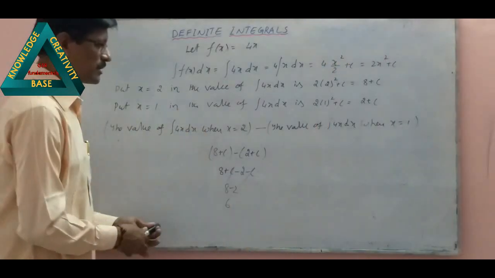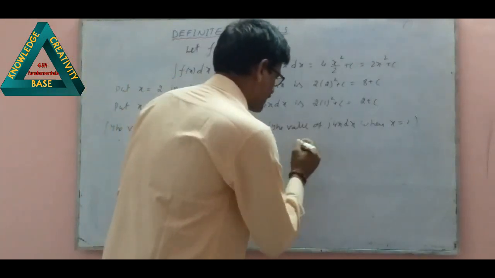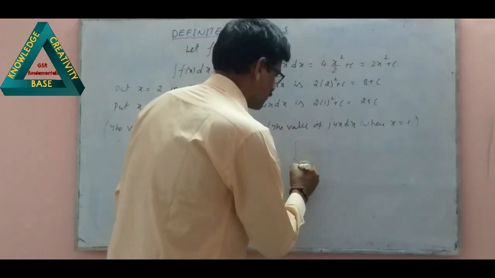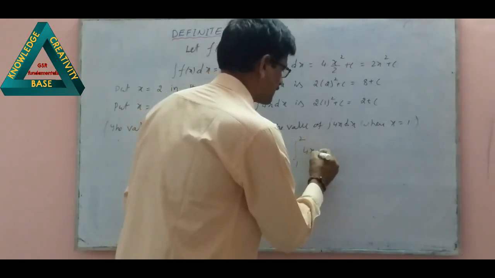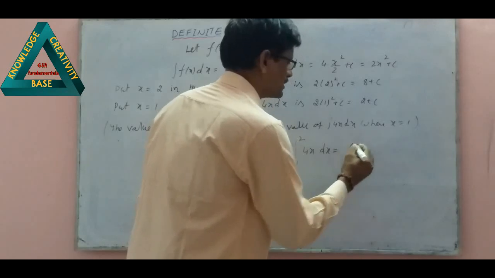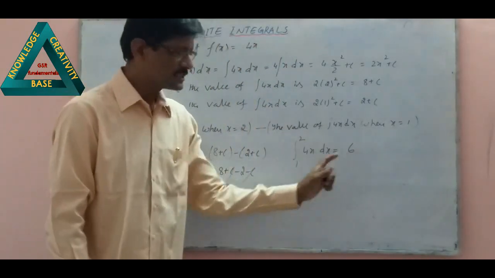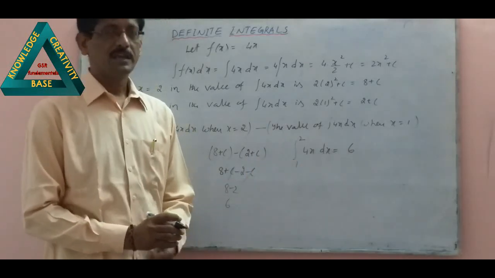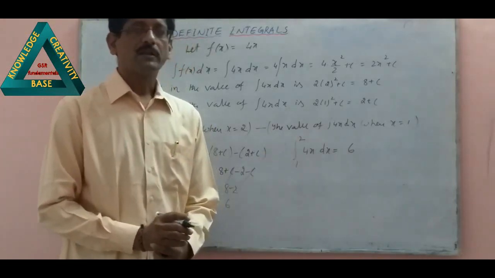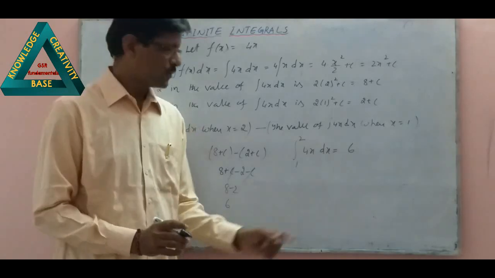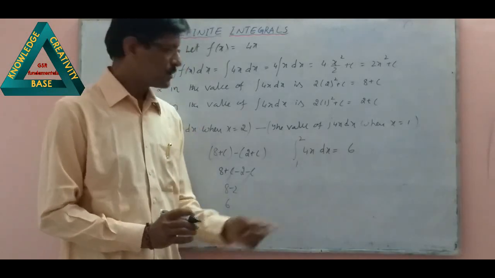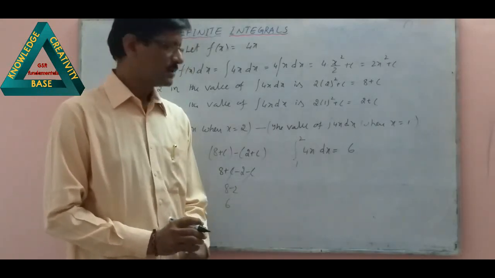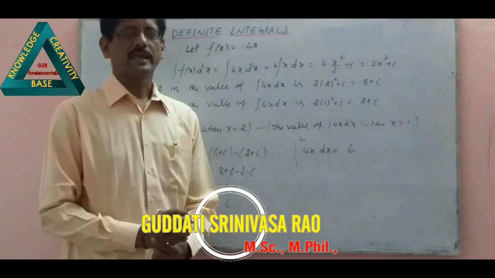So this entire process is denoted by integral from 1 to 2 of 4x dx is equal to 6. This 6 is called a definite value. So this is called a definite integral. Here 1 and 2 are called limits or boundaries. 1 is called the lower limit and 2 is called the upper limit. Okay, so f of x is the integrand, with respect to variable x.